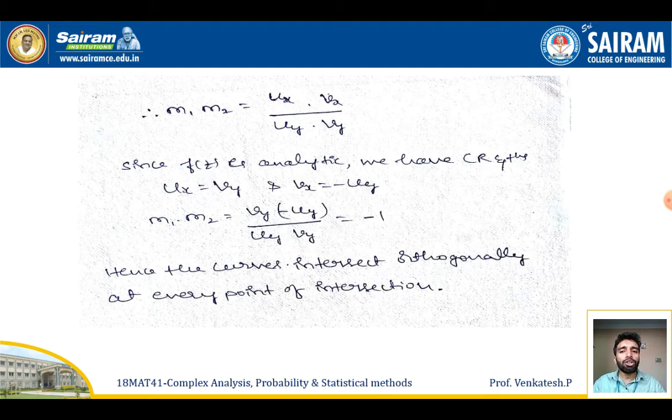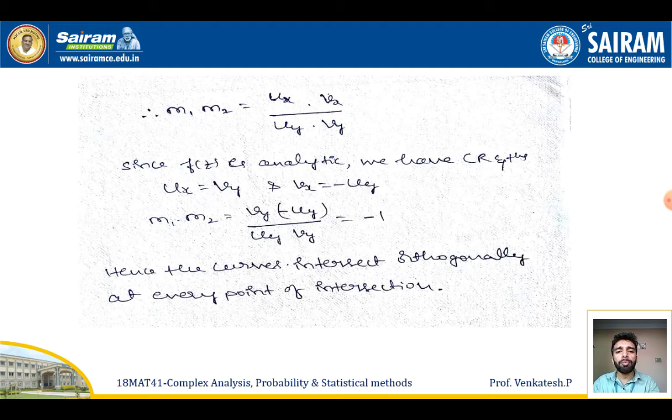So now, I want to get the product as -1 to prove the orthogonality. I am going to replace one of the CR equations here to get a negative one, and also to cancel the terms. I can replace uy with minus vx, and vy with ux, so that I can cancel the values. I can get the value -1 also.